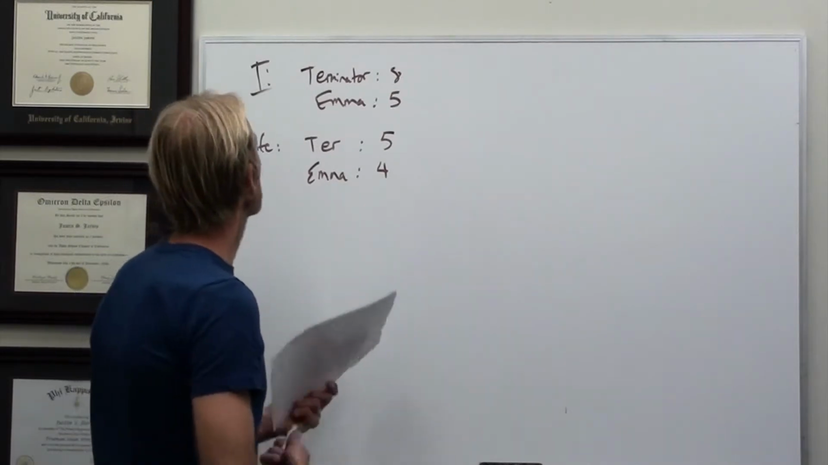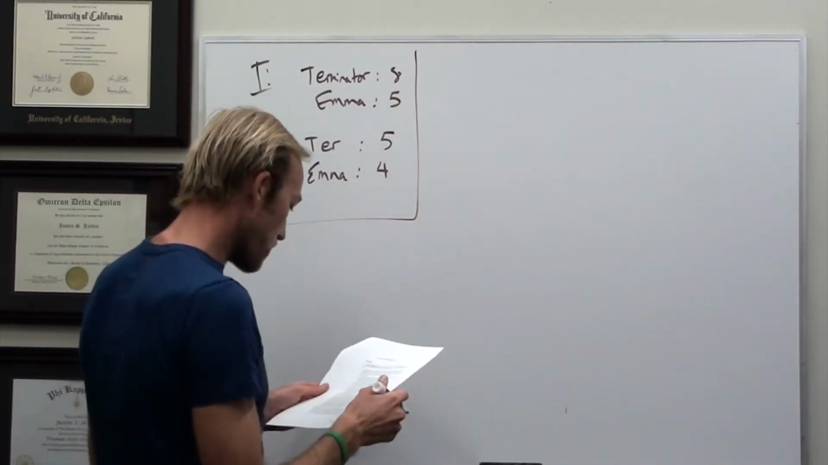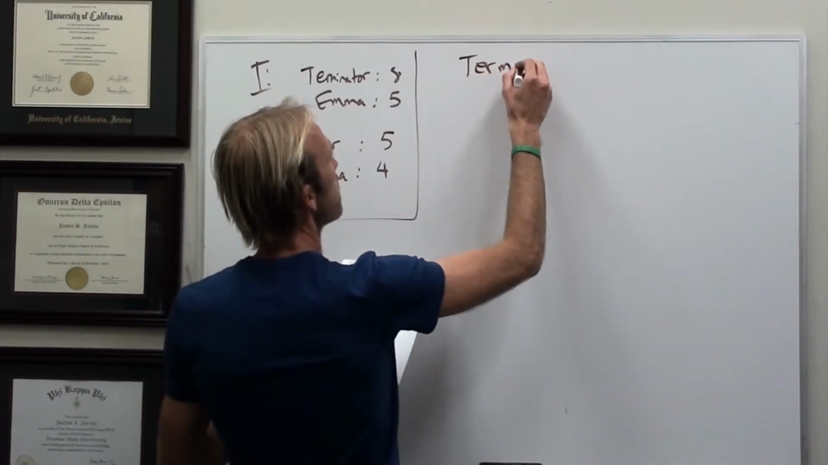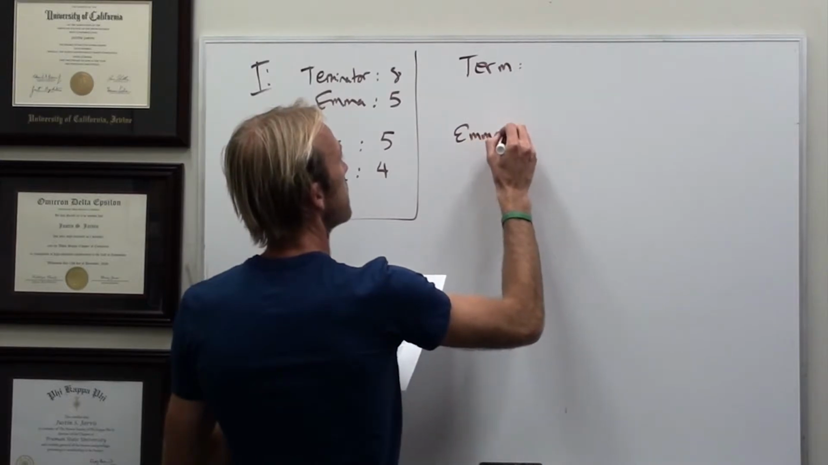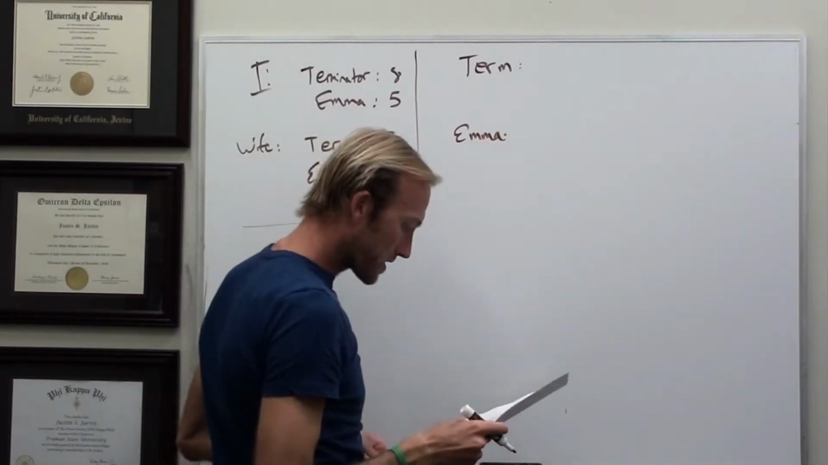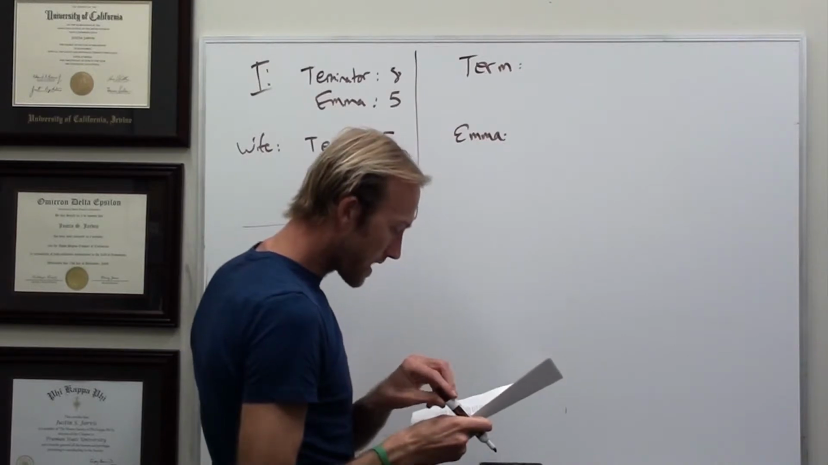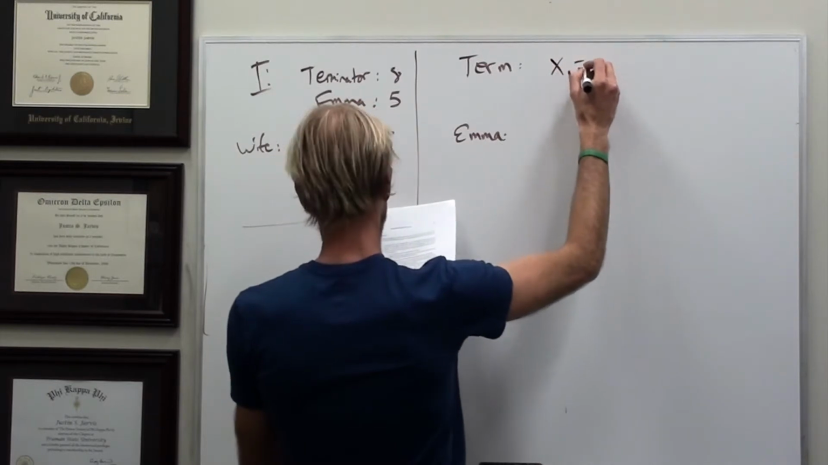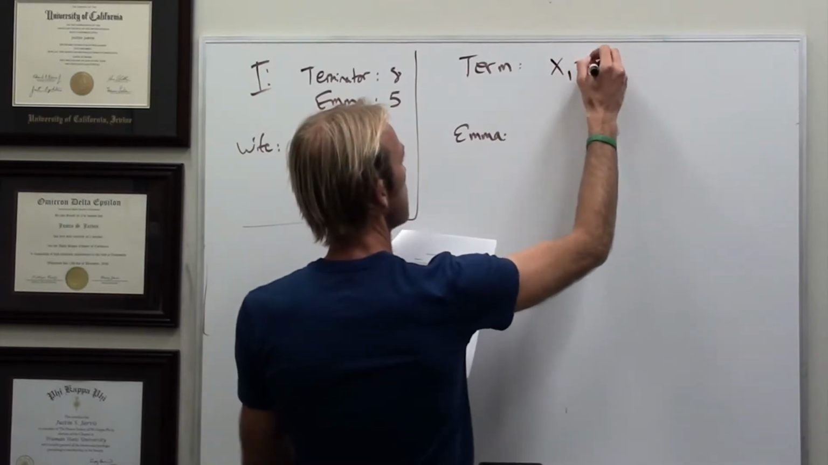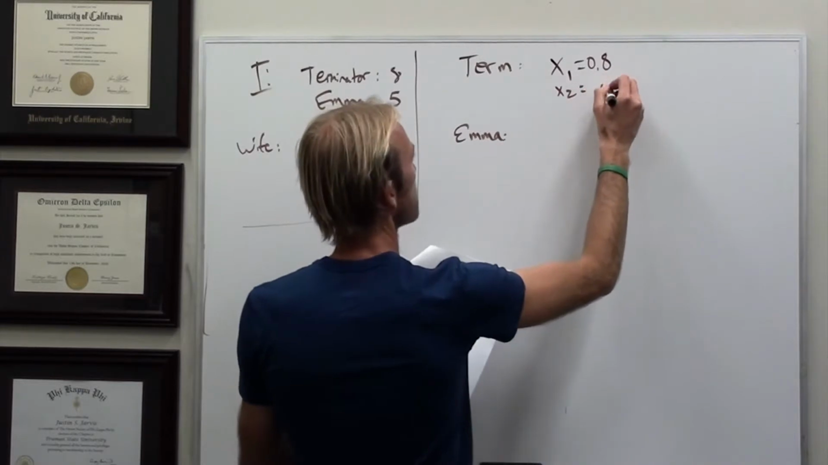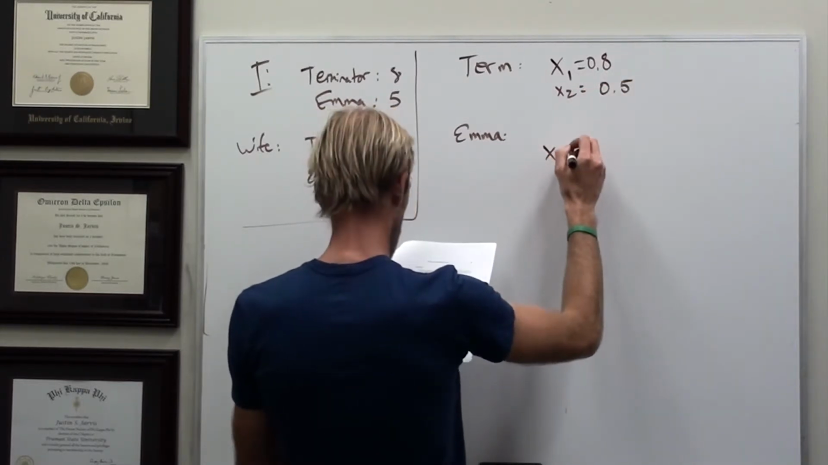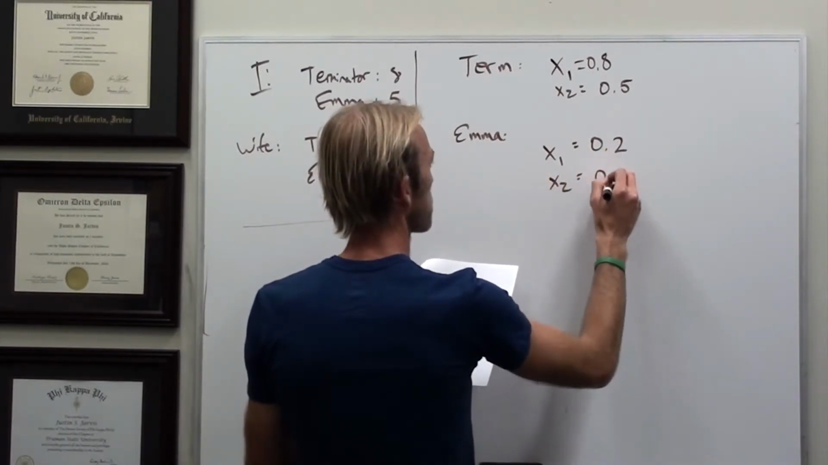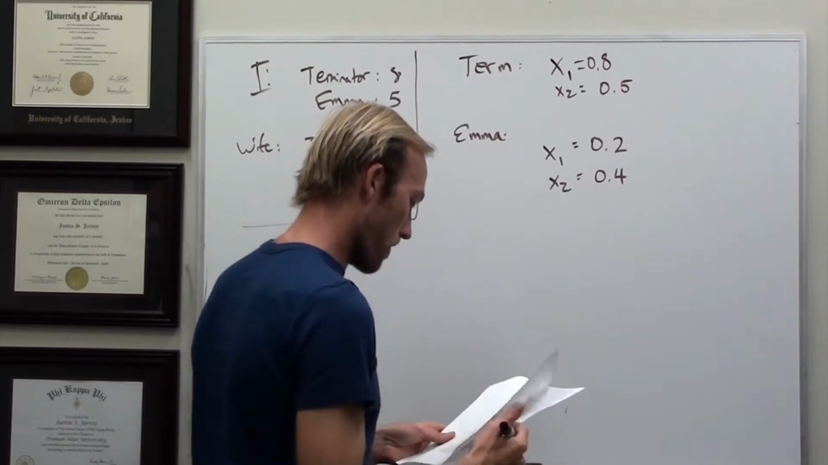Okay, let's think about this mathematically now. So suppose that we're going to create two variables where x1 is the percentage of action time and x2 is strong women appearing on screen time. And so Terminator has 80% action and it has 50% strong women on screen. Emma has, surprise, surprise, only 20% action and 40% of the time strong women are on screen.